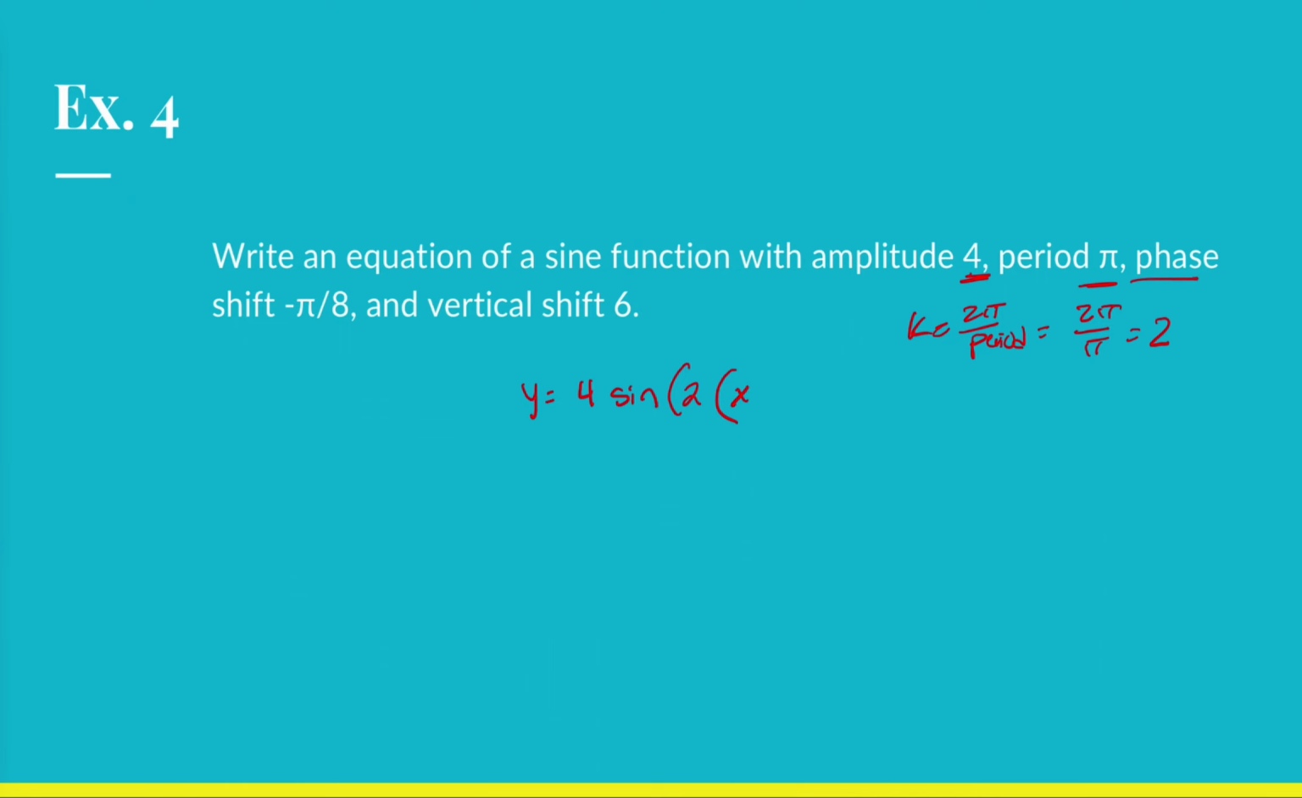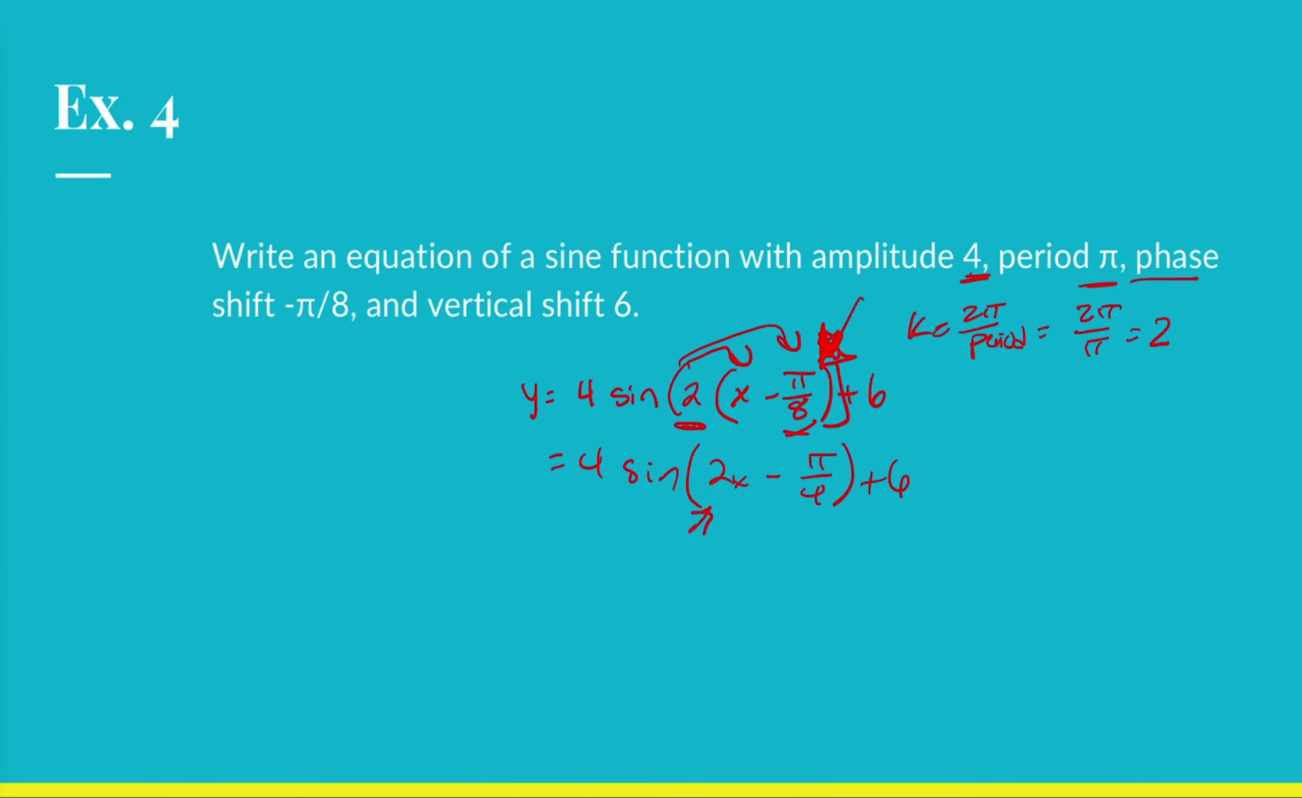X, our phase shift is minus pi over 8, and a vertical shift of up 6. That's it. That's all you need to do, right? You could also distribute this 2, and that gets you 4 sine 2x minus pi over 4 plus 6. But you don't have to do that, and that is extra work, right? Do it with the 2 sets of parentheses, don't distribute, and then you've got your k and your phase shift, and that's very easy.